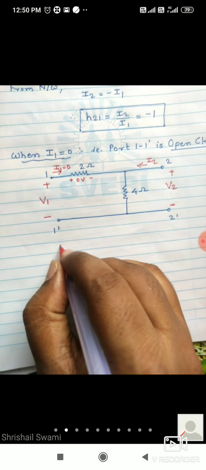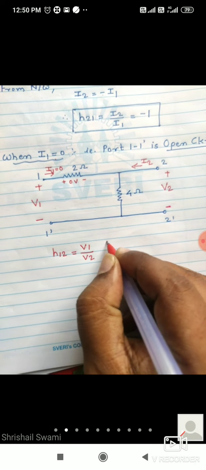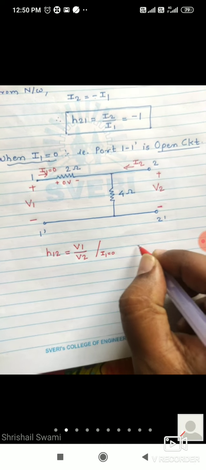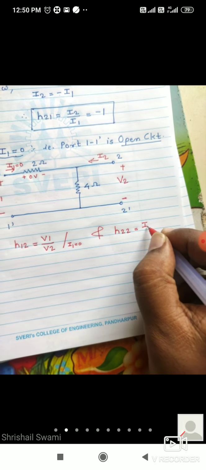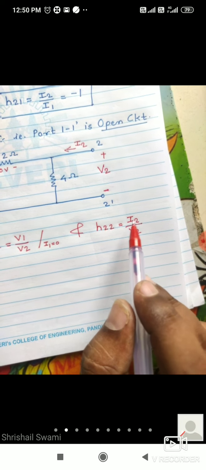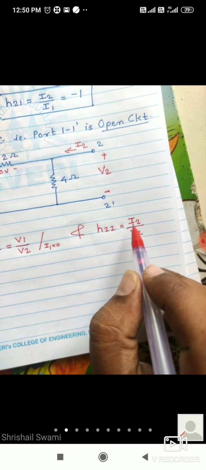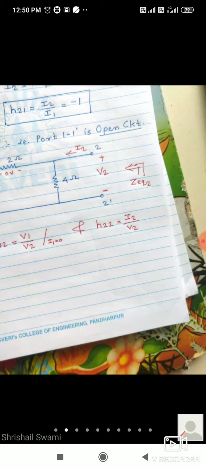Okay, so when I1 is equal to 0 and you put it in equations number 1 and 2, you will get two parameters. H12 is equal to V1 upon V2 with the condition I1 equal to 0, and H22 is equal to I2 upon V2. Whenever the variables are of the same port and it is I upon V or V upon I, straightforwardly find out Z equivalent. So here you have to find out Z equivalent 2.